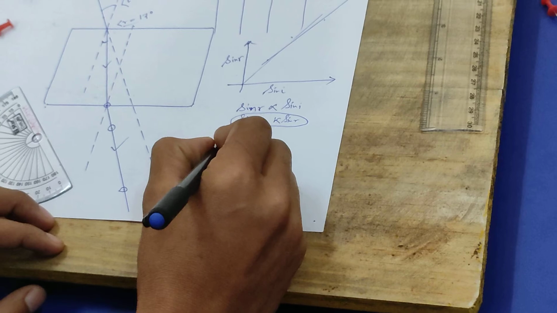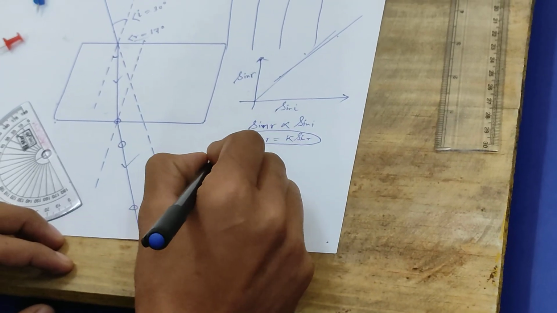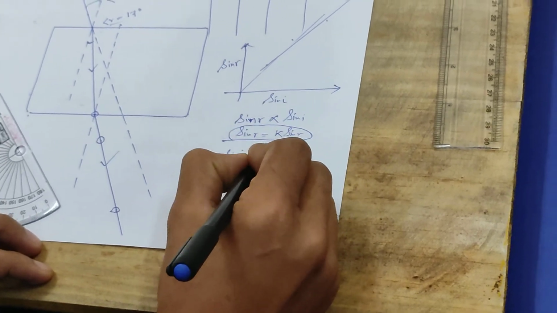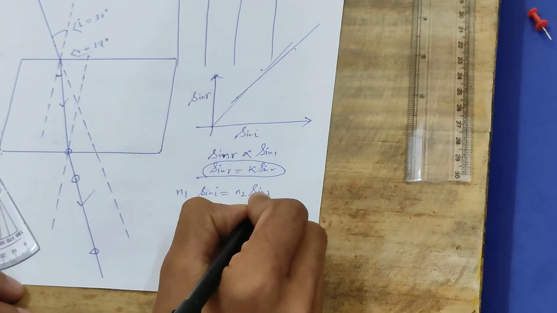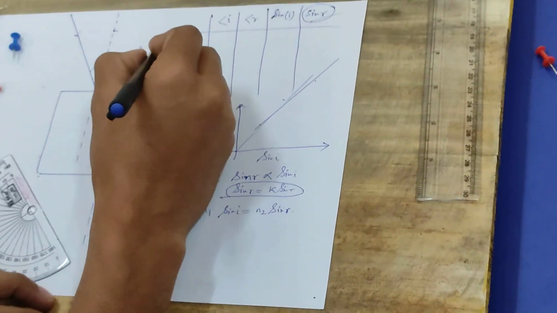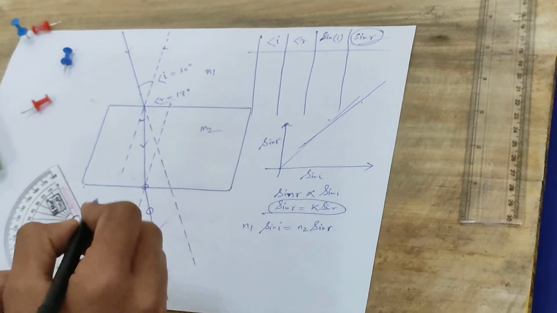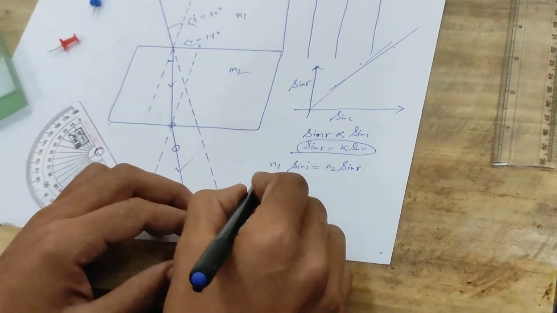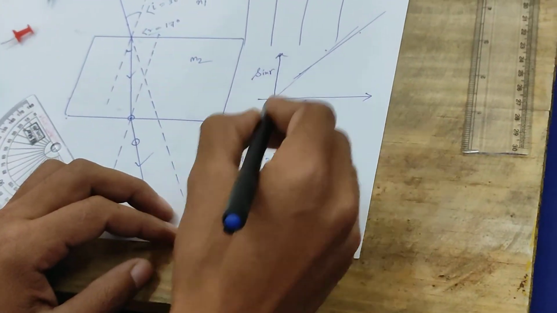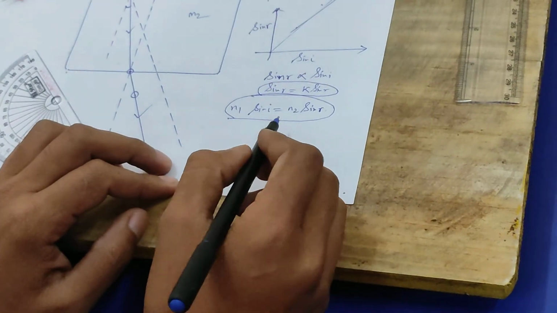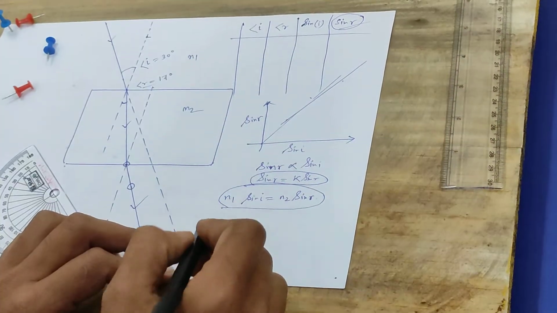Snell's law, what does Snell's law say? Snell's law says n1 sine i is equal to n2 sine r. Here, suppose this is your n1, this is your n2. So n1 sine i is equal to n2 sine r. So if the graph is a straight line, that means your Snell's law is verified here.